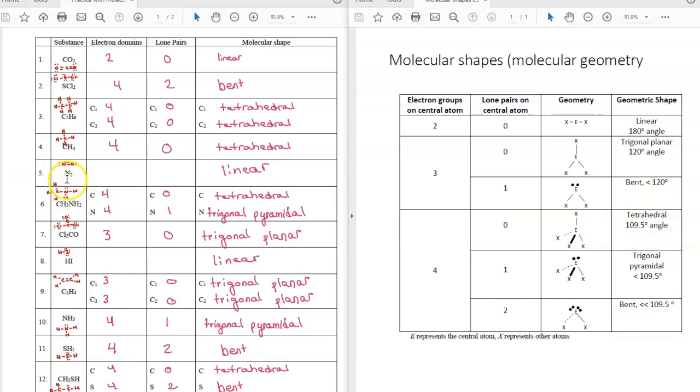Nitrogen gas is a little weird. I guess we could talk about one nitrogen atom with its 2 electron domains, one of which is a lone pair, but that isn't in our chart. I'm going back to math class when I learned that 2 points define a line. If there are 2 atoms, it must be linear. If we jump down to number 8, it is the same idea.